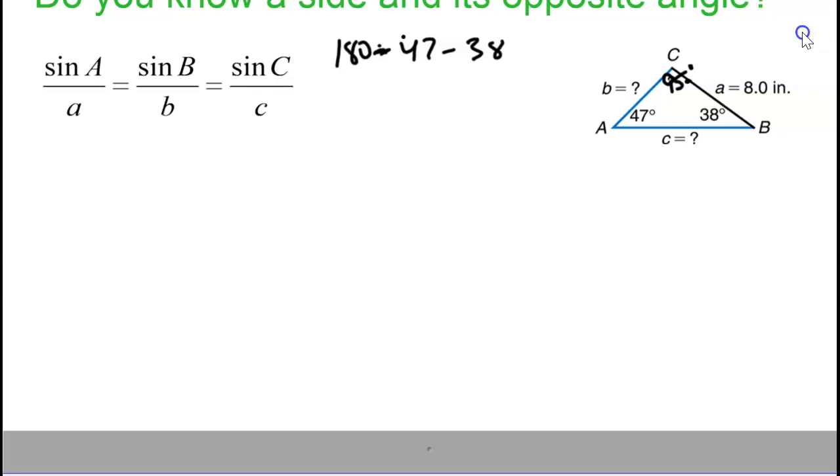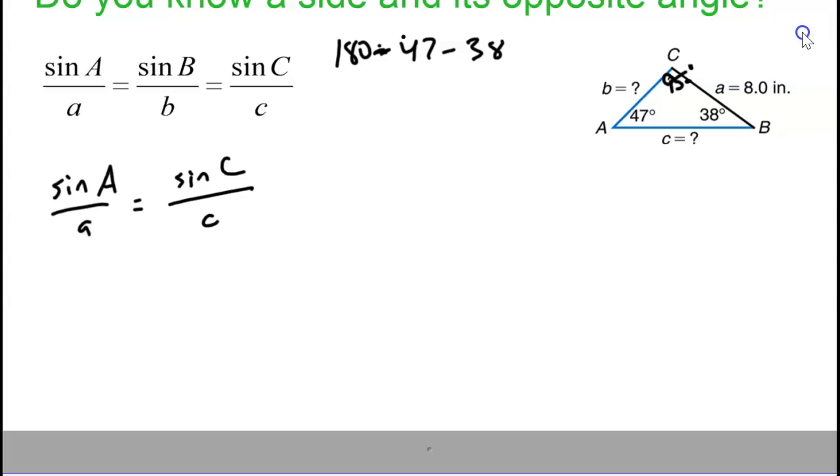Now when I'm looking to use the law of sines, I'll have that angle. I was also given that A is 8 inches. Since I can find sine A, I'm going to write these out. I'm going to put it over A, and then since I know C, sine C, and I don't know what side C is, I'll try to figure that out.